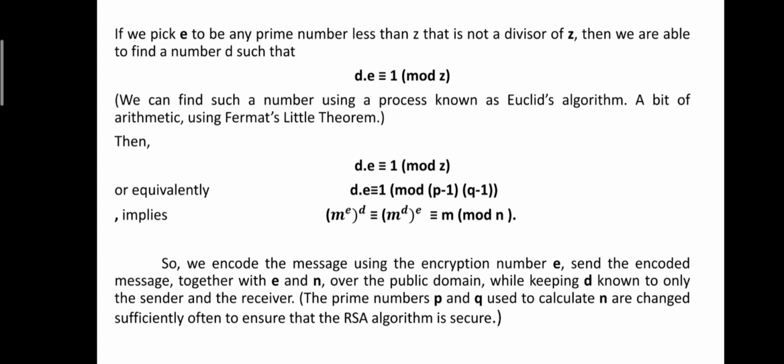So we encode the message using the encryption number e, and send the encoded message together with e and n over the public domain, while keeping d known only to the sender and the receiver. This ensures the security of the message, since a hacker would have to calculate the factors of n, the product of two large prime numbers, in order to find d, which would take a modern computer many decades to complete. The prime numbers p and q used to calculate n are changed sufficiently often to ensure that the RSA algorithm is secure.